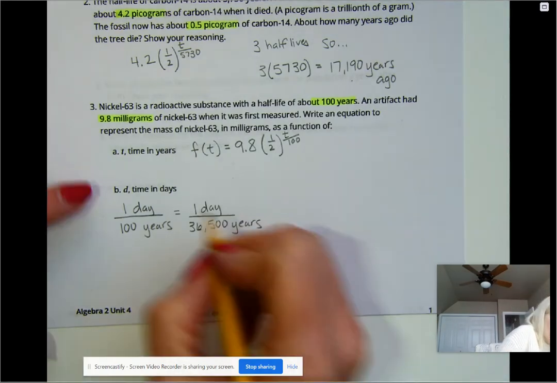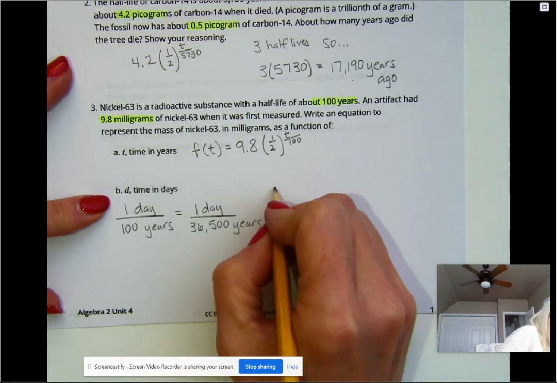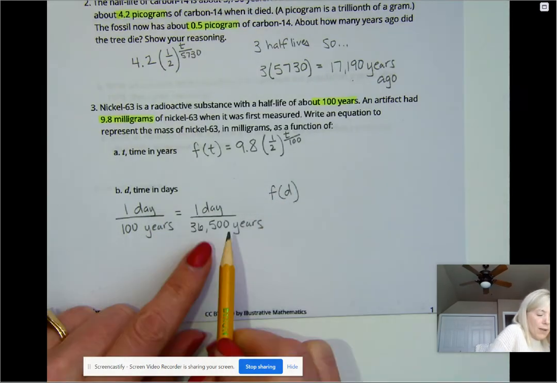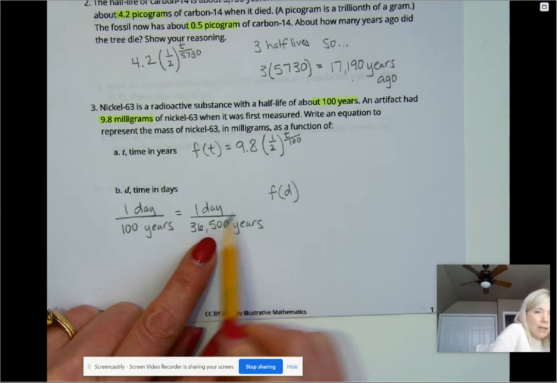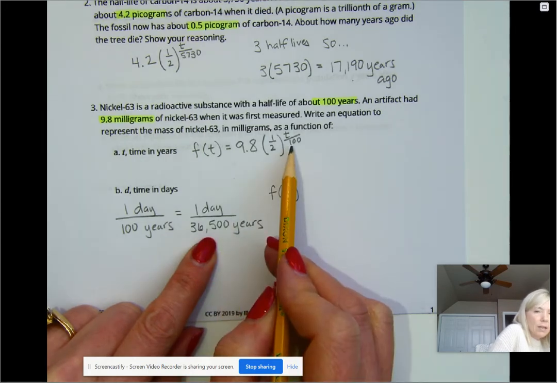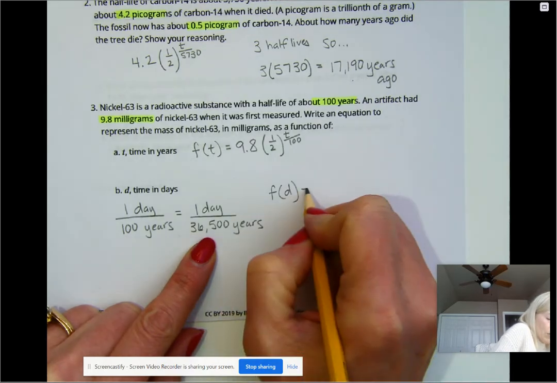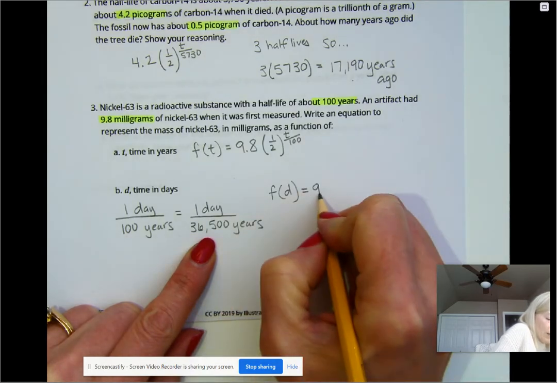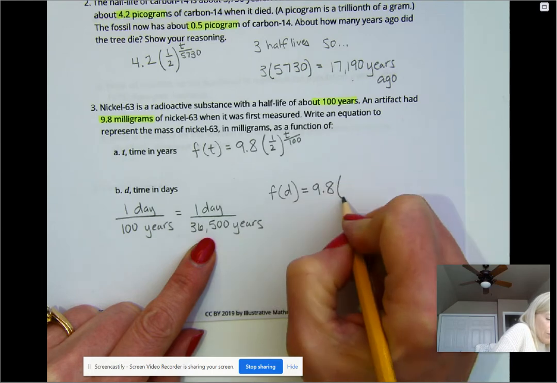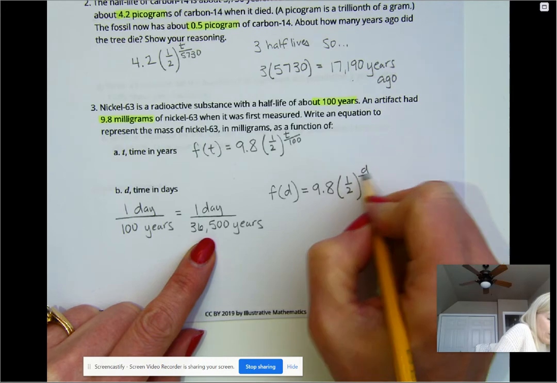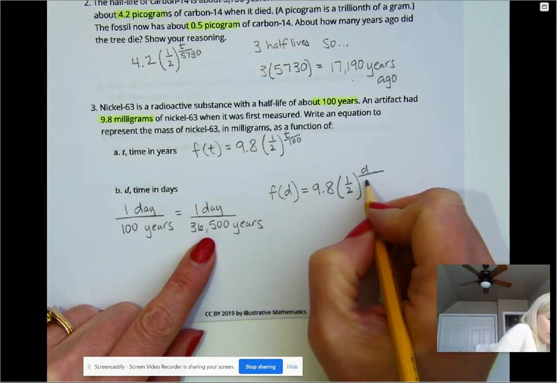Now when I write the function f of d, everything's going to stay the same, except I'm going to use the fact that there's 365 days in each of those years in my exponent. So f of d equals the initial amount, 9.8, times 1/2 for a half-life, to the d over 36,500.